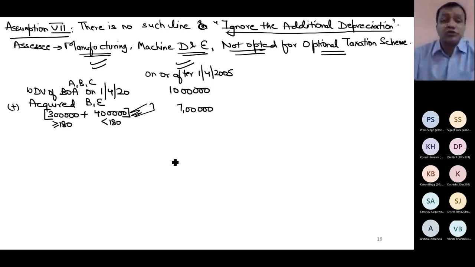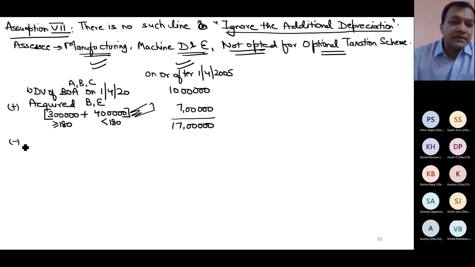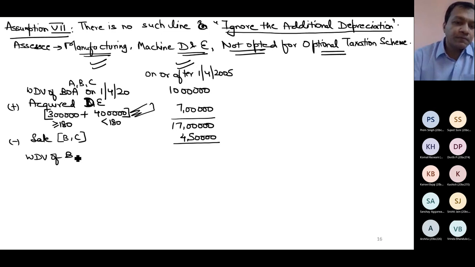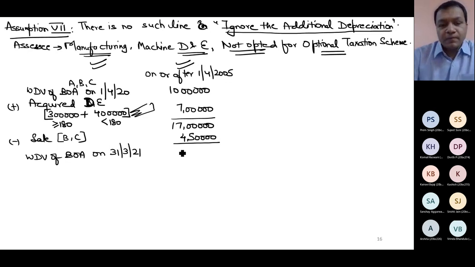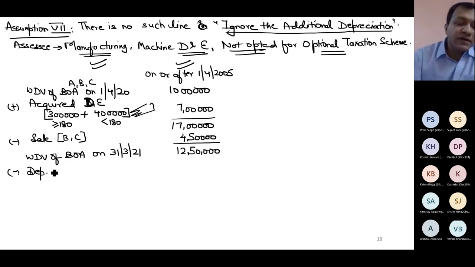So I'm getting back to my original question, where only additional depreciation I will apply: new 17 lakh minus sale. Sale of which machines? I forgot which machines. Oh, it is B and C. B and C were sold for 4 lakh 50 net. This is my WDV of the block, 12.50 lakh. Now let us charge depreciation. First, what is the normal depreciation?